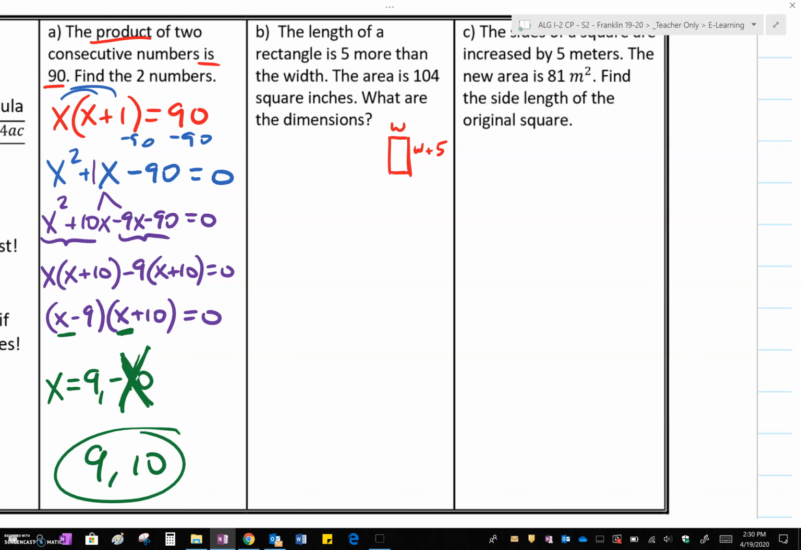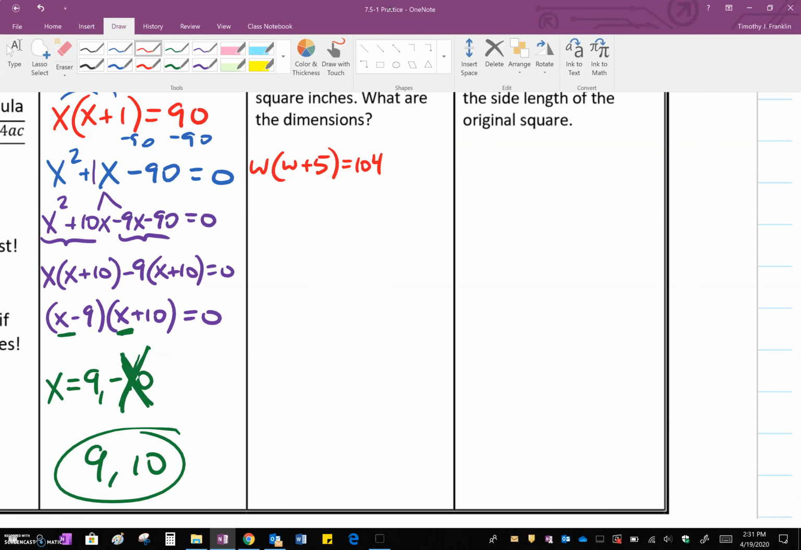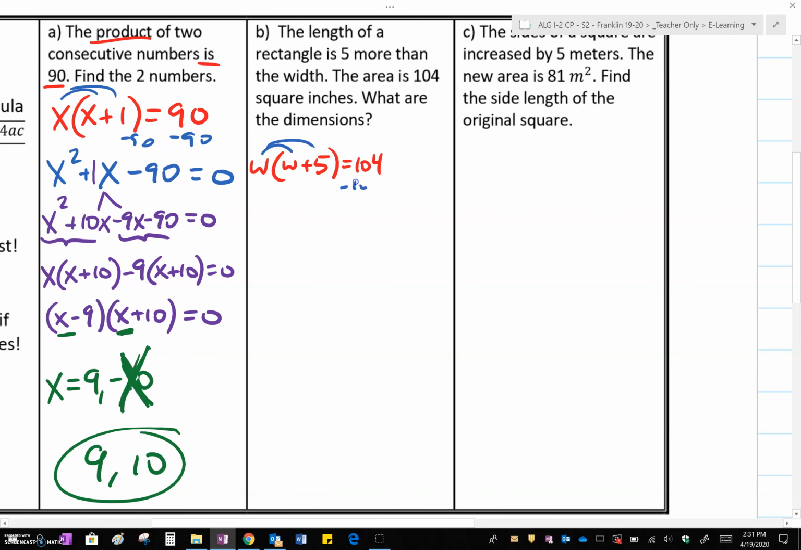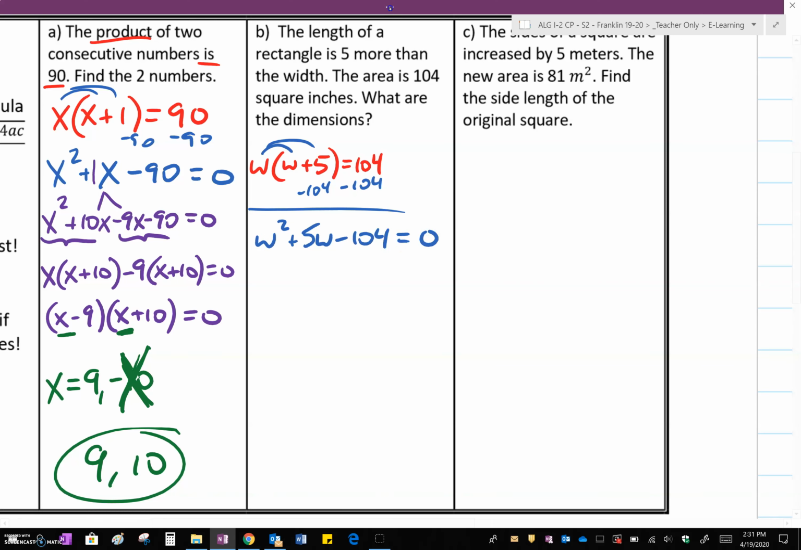So we want to write our dimensions here in terms of one variable, so that way we can solve it. And the area is 104. Well, length times width here is going to be W times W plus 5 equals 104, because our area is 104. So now, just like the first problem, we're going to multiply through here and subtract 104 from both sides. So W squared plus 5W minus 104 equals 0. And now we have an equation we can solve.